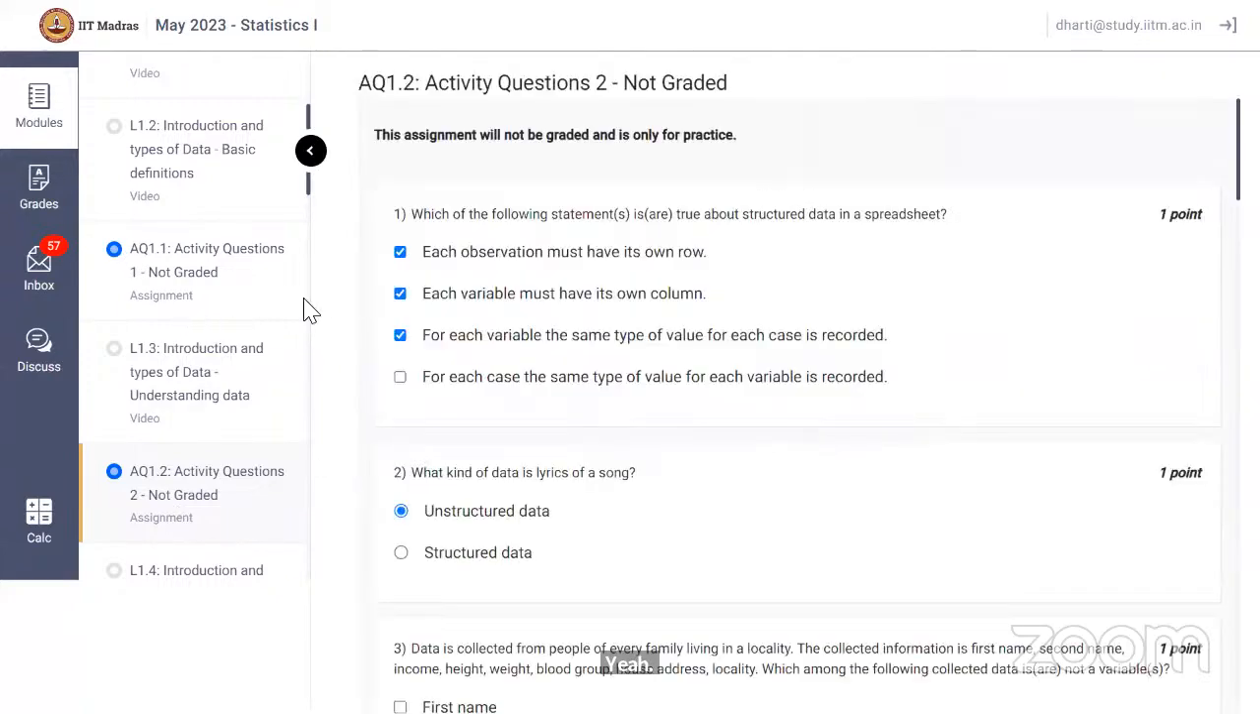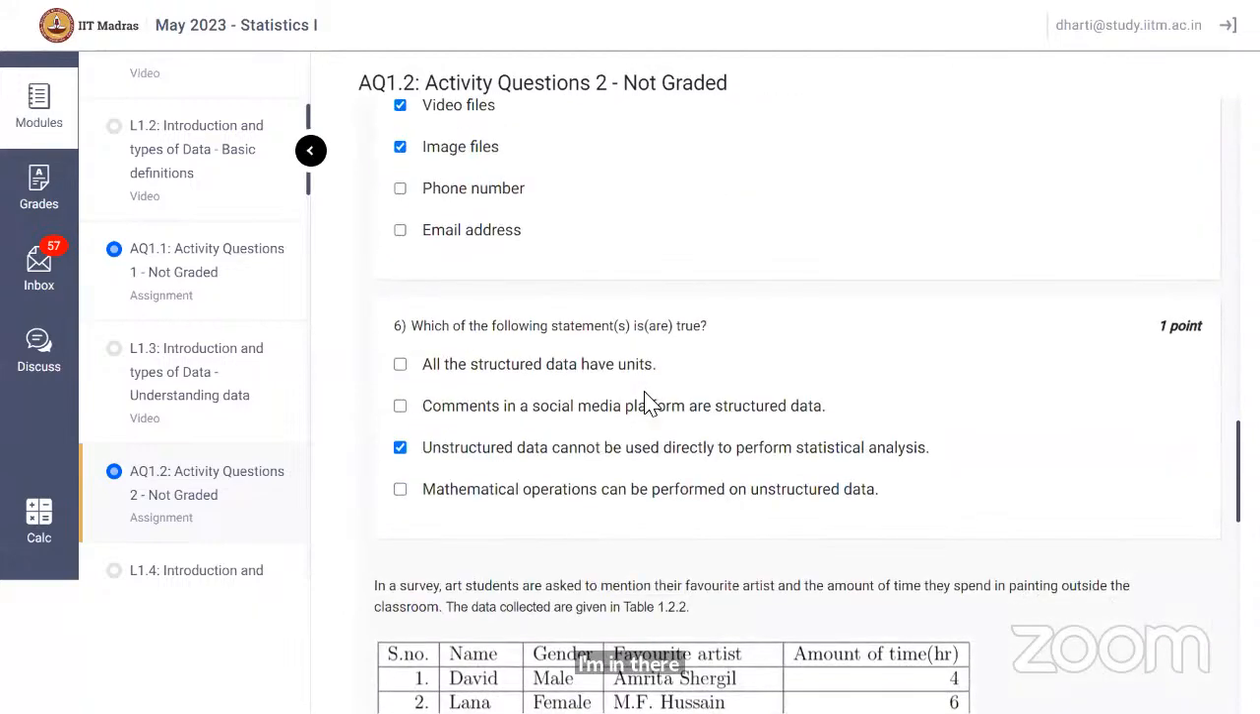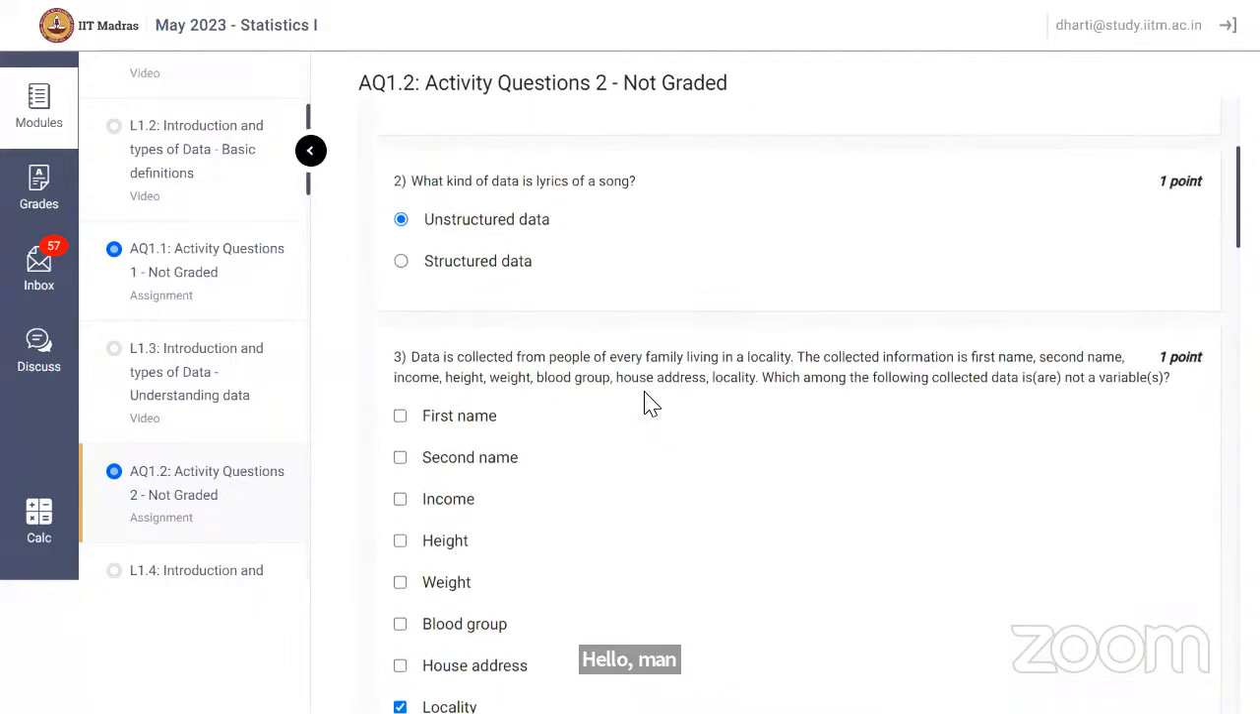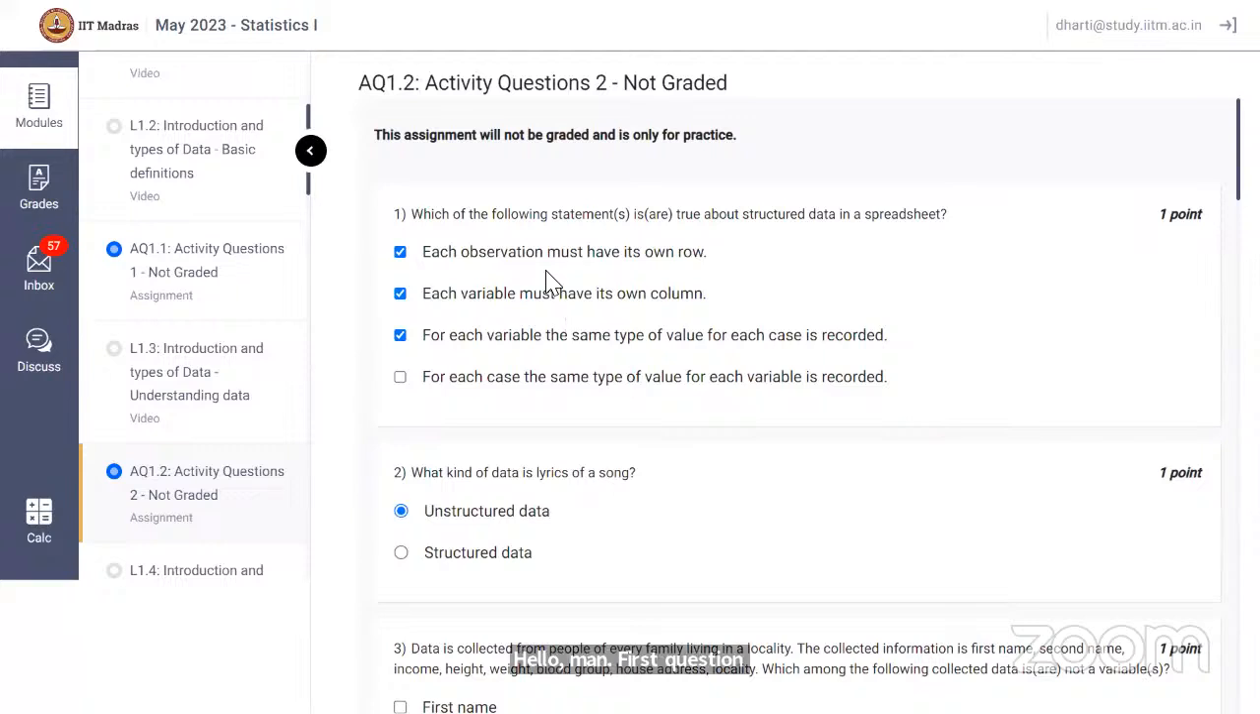Ma'am, I have a doubt in the practice assignment. Let's move sequence-wise, right? So assignment activity question 1.2. Any doubt from here? Ma'am, question number 2. The first question of this 1.2.